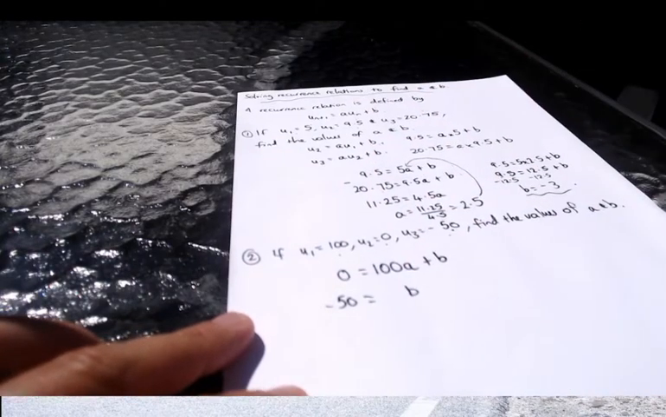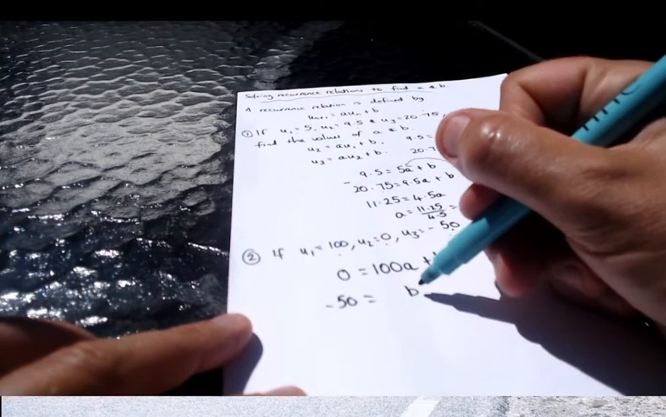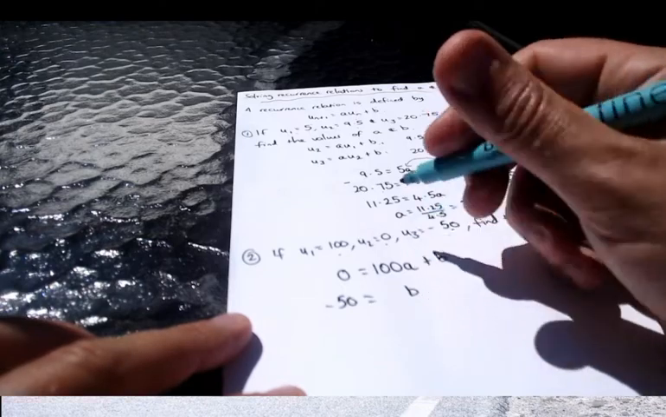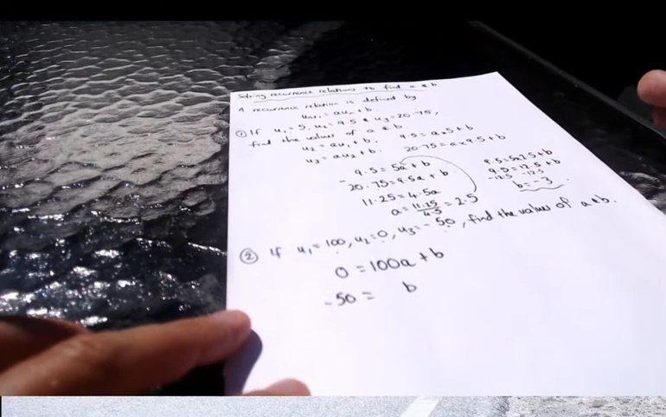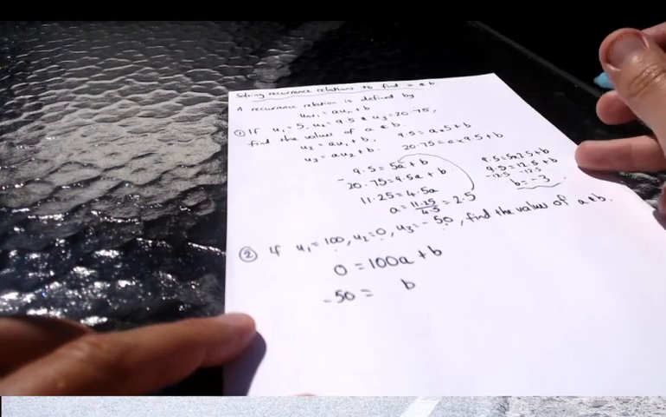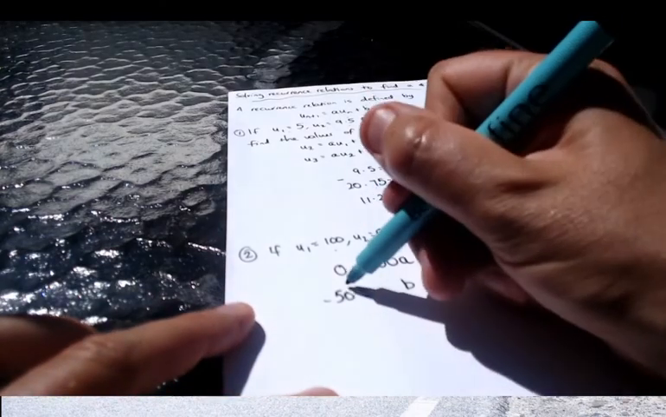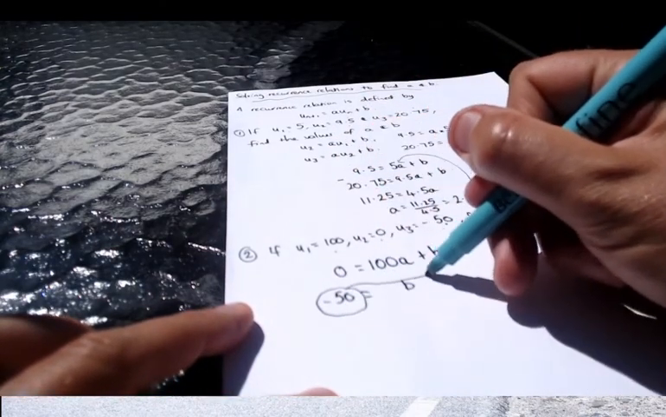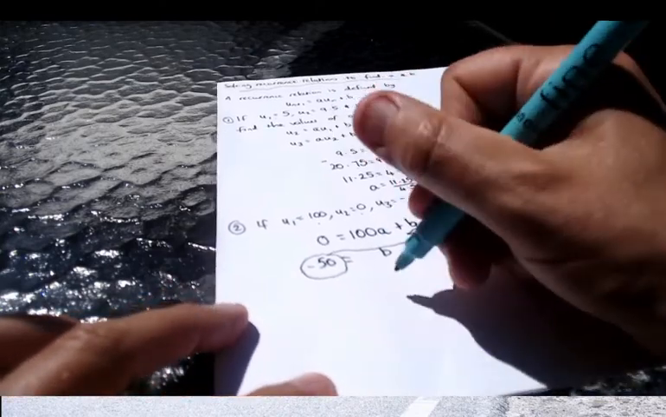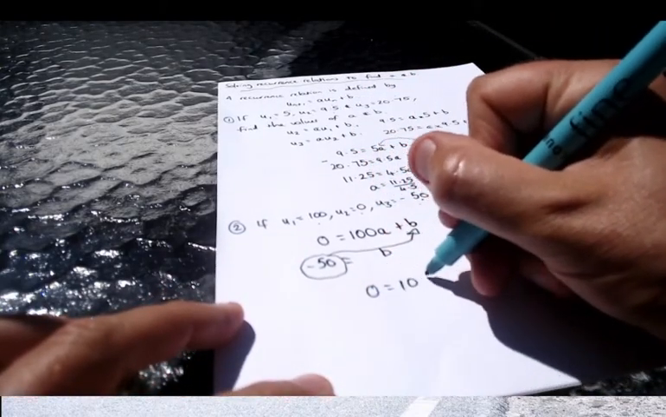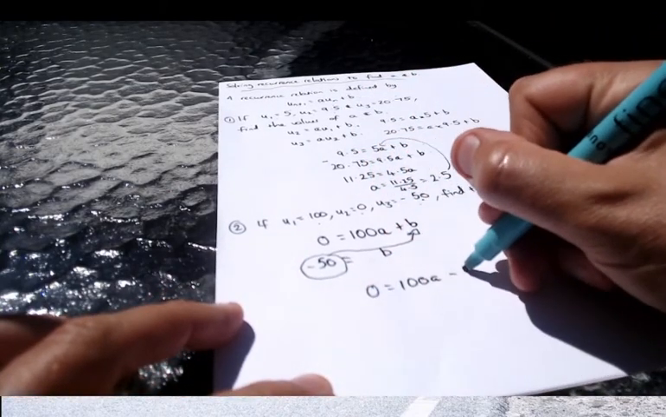So this is a funny one. Because of the use of 0 as one of the answers, we straight away go to an answer for B. B is minus 50. So I don't need to do anything else here in terms of working out what B is. All I need to do is go and work out what A is. So that is going to be substituted instead of B. So that will give me 0 equals 100A minus 50.